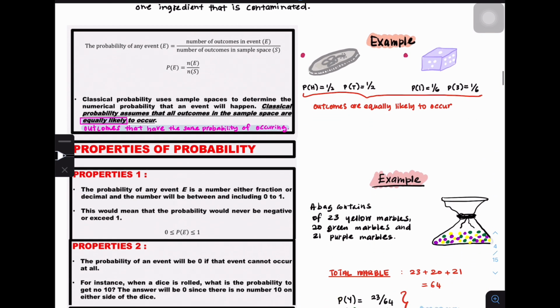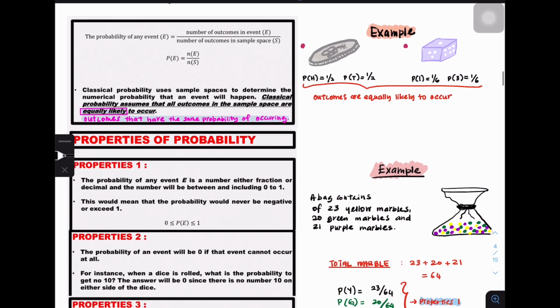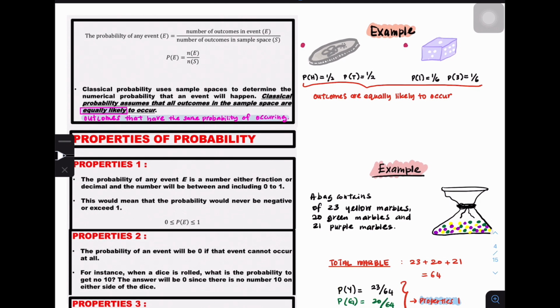So today we want to continue with the basic concepts of probability. So kita akan tengok beberapa basic concept yang important for us to know in probability. The first one is the probability of any event E. Let's say we have event E. Okay, macam mana kita nak kira probability untuk sesuatu event? Formulanya adalah number of outcomes in that event divided by number of outcomes in the sample space. Okay, so you need to understand the difference between sample space and event.